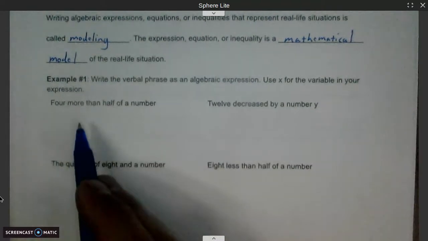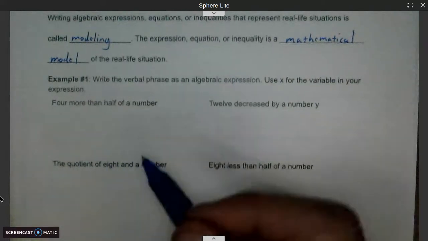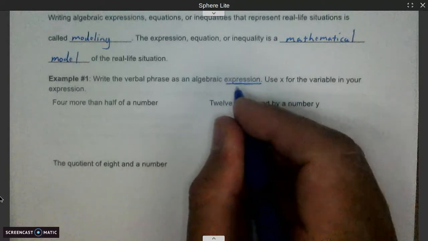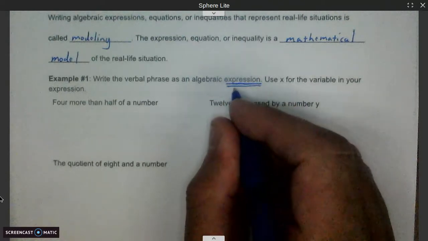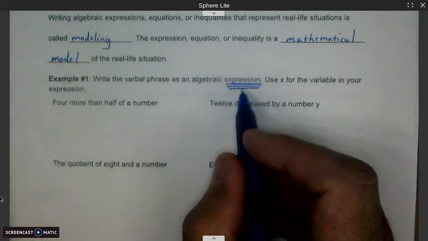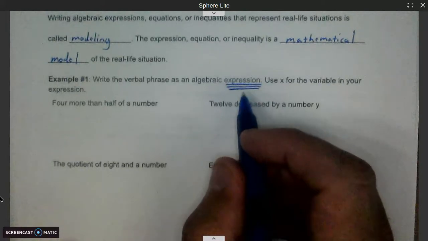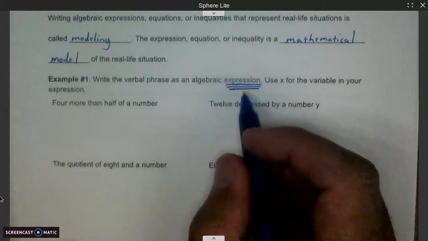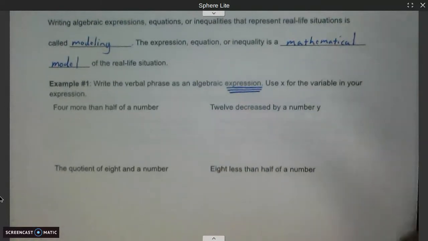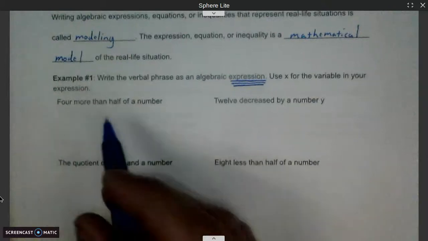The first one: 4 more than half a number. Well, this sounds like it almost could be an inequality, but remember, our key word to tell us that it's not an inequality or an equation is that this is an expression. So we're not going to have any equations or any inequality signs. There's not going to be an equal sign, and this helps us understand this a little bit better.